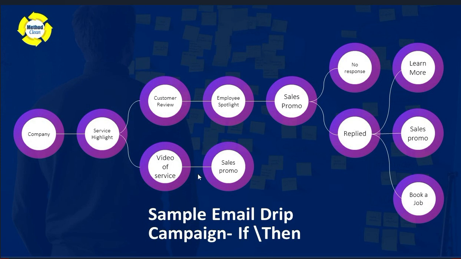It can be anything. I wouldn't get caught up in our specifics. I'm just trying to show an example. So this would be the if-then. And then on the other hand, let's say they didn't open or they didn't click on it. Well, then we're just going to keep going into the next topic. And maybe it could be a customer testimonial, or maybe highlight an employee.